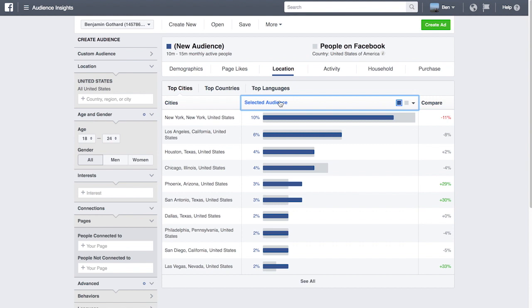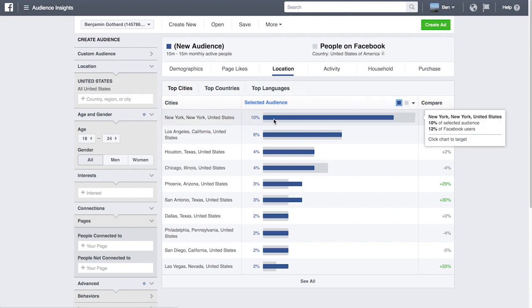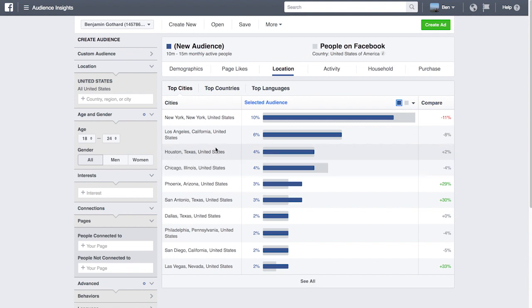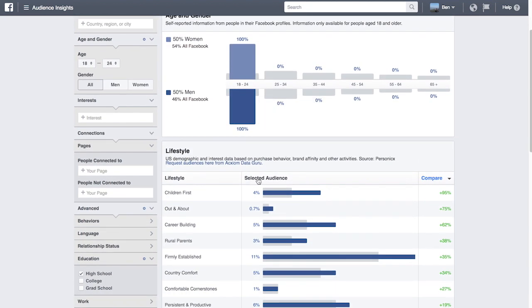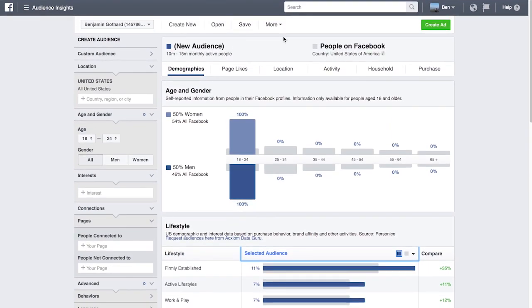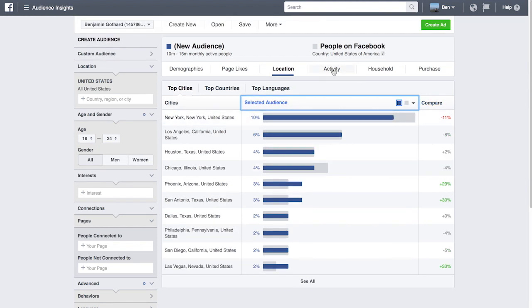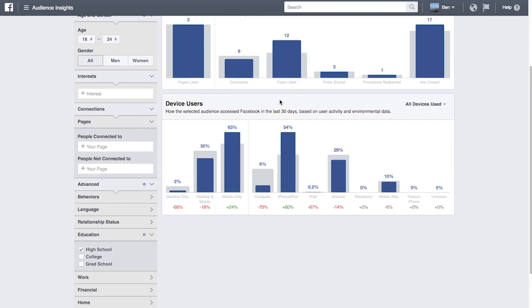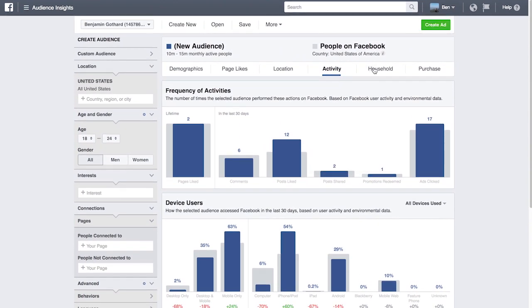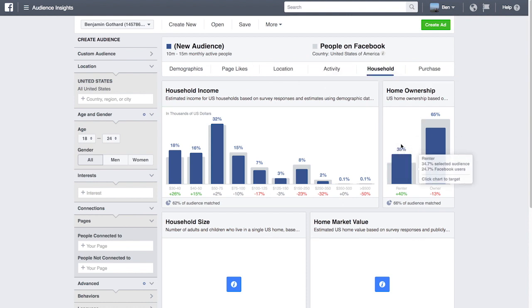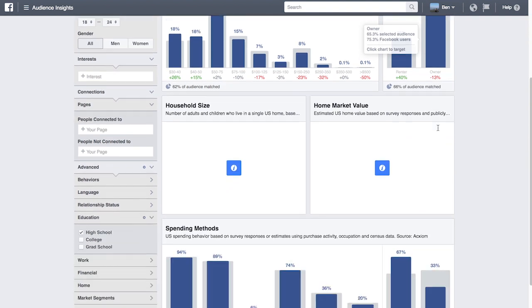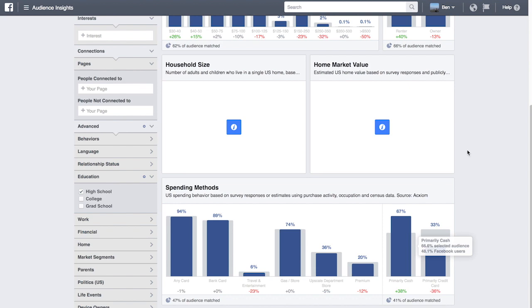We can see that of the people who are between 18 and 24 and have a high school education, 10% of them live in New York, in the United States. 6% live in LA. 4% live in Houston, 4% in Chicago. So you can understand and build a persona. So you can say, okay, I want to target people who have active lifestyles, who live in New York, who use mobile only on an iPhone in a house that they own, and who spend primarily cash.